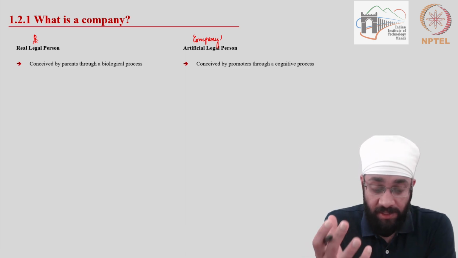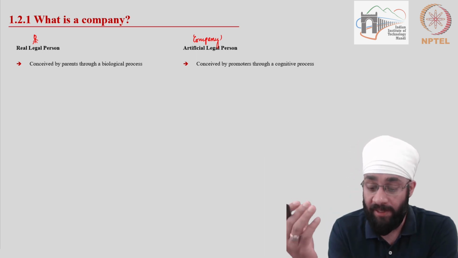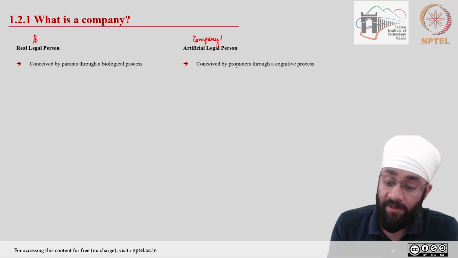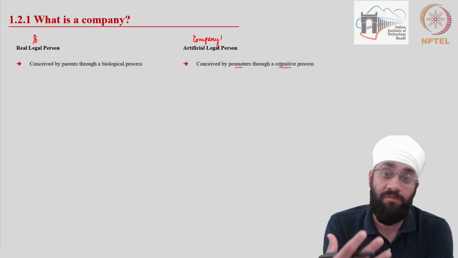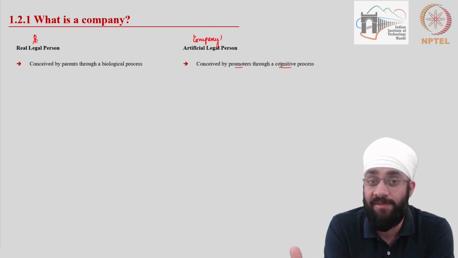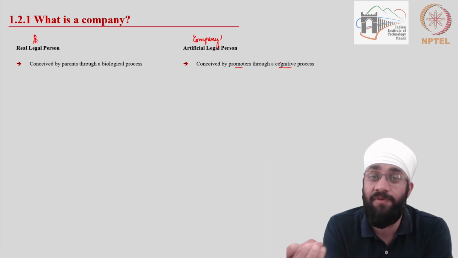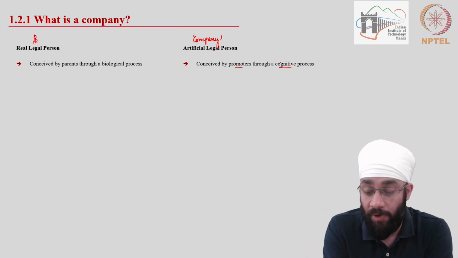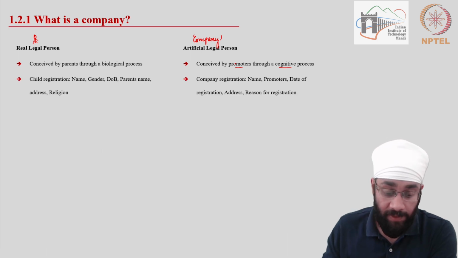Now, a real person is conceived through a biological process, and analogous to that, an artificial legal person, which is the company, is conceived by the parents who are called promoters, through a cognitive process. All of us could become partners, and we want to start a business. That's a cognitive process of thinking about the sector of the business, strategy for the business, where we are going to sell, marketing, and all of that. So it's a cognitive process taken by the promoters who set up the company.